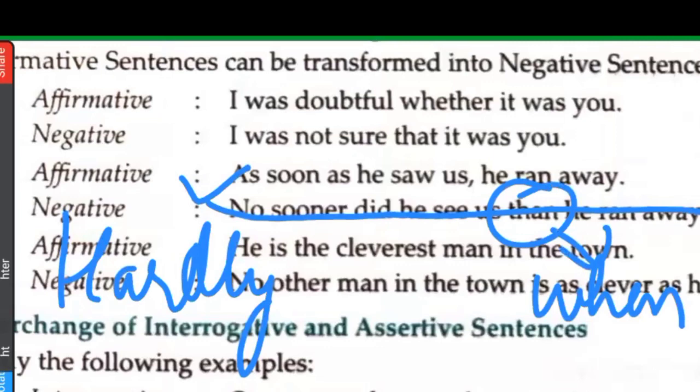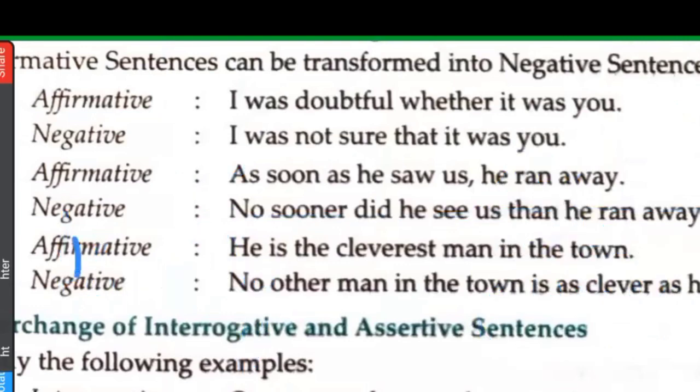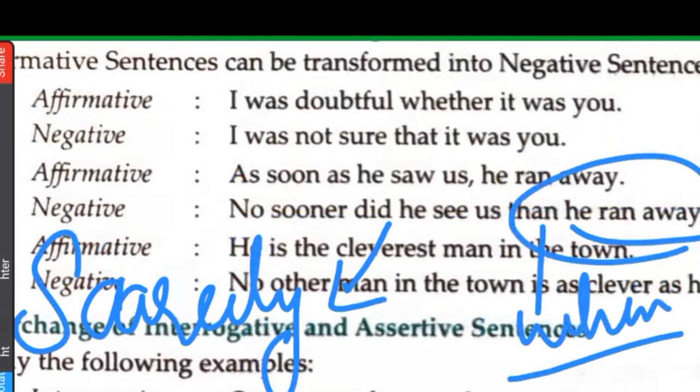Hardly did he see us when he ran away. But when will come, not then. Remember always, the rest of the construction will remain the same. Same way, scarcely did he see us when he ran away.